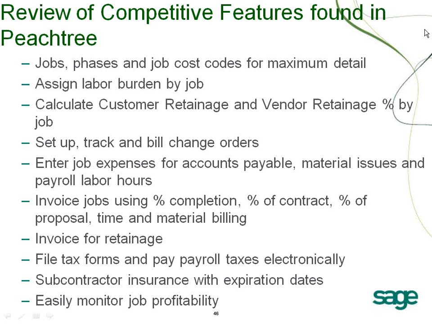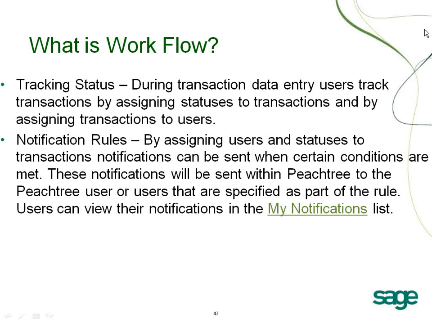We can invoice our jobs using percentage of completion, percentage of contract, percentage of proposal, as well as time and material billing. We can have Peachtree help us track and manage our retainage and invoice for the retainage to customers and track our retainage to our vendors. We can automatically and electronically file our tax form and pay our payroll taxes. We can track subcontractor insurance with expiration dates in Peachtree. And we can easily monitor job profitability as the job is in progress.